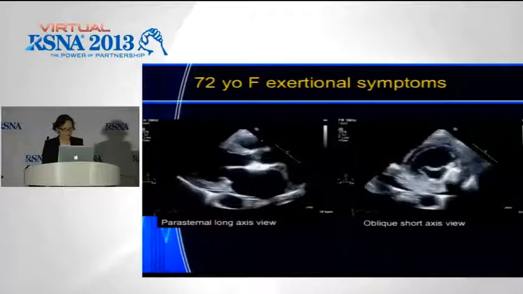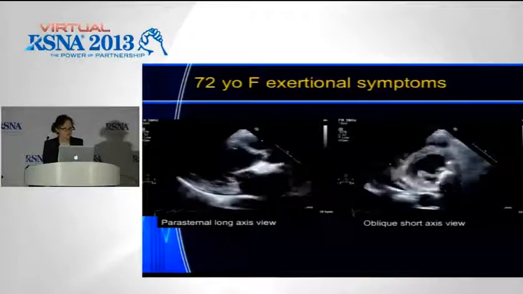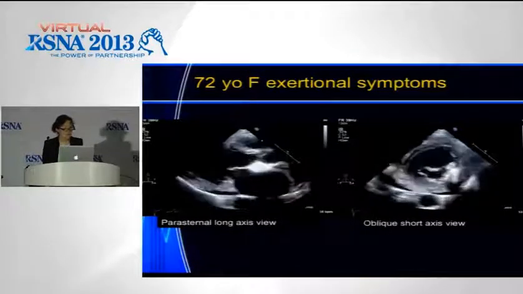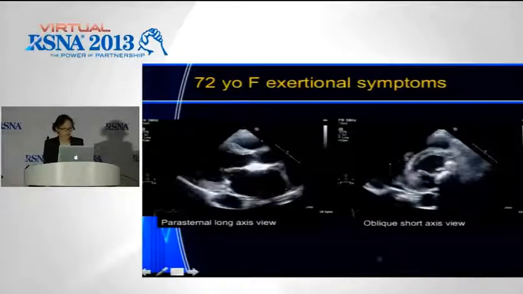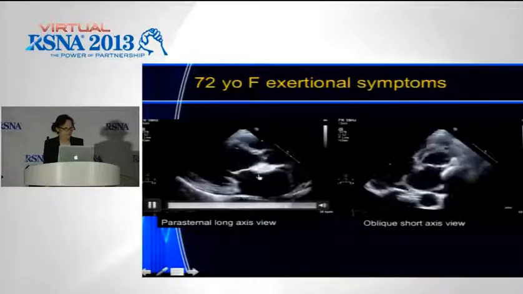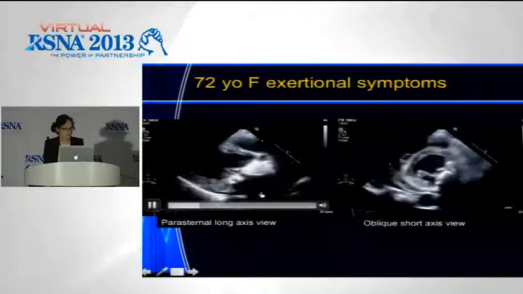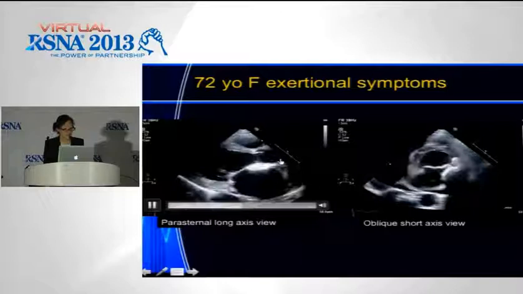A different case that we saw recently was an elderly patient. She presented with exertional symptoms. On her initial transthoracic echo, we can see an abnormal mass. So on this parasternal long axis or three-chamber view, we can see an echogenic mass, which is in close proximity to the left atrium, the mitral valve, and the aortic root.